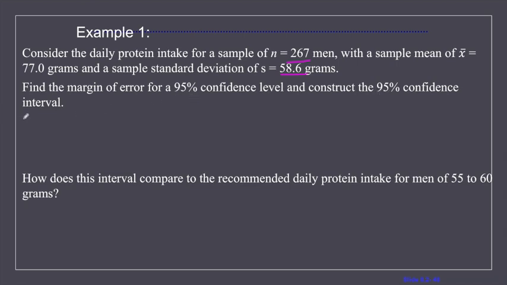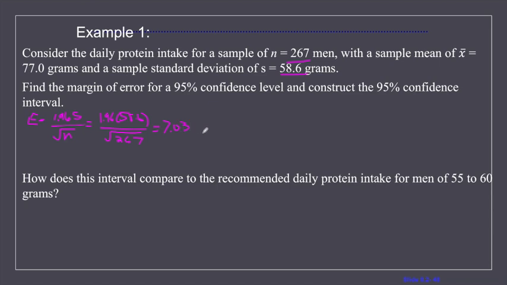So I know that error is 1.96 times s, which is our sample standard deviation, over the square root of n. So that gives me 1.96 times 58.6 grams, that's our standard deviation, over the square root of 267. That's going to give me an error of 7.03.